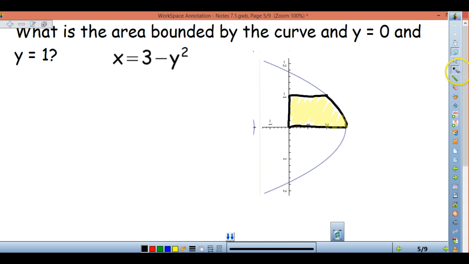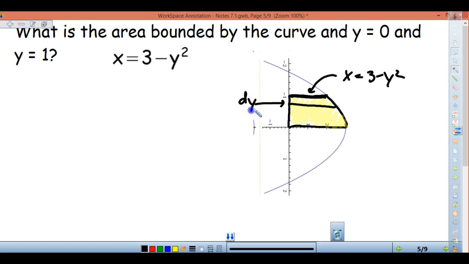And so when we're calculating the area, it would be like our rectangles are going this way. So this time the height is still coming from the equation, and the width of these rectangles then is going to be dy. So when we find this area, the bounds are going to be y bounds.